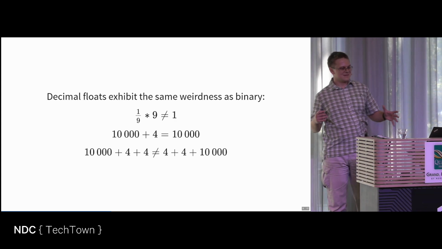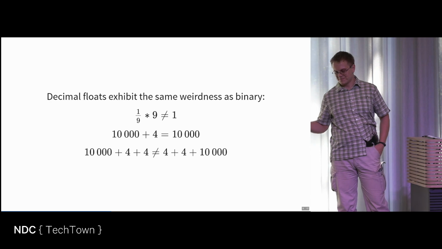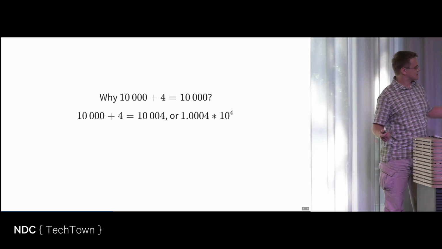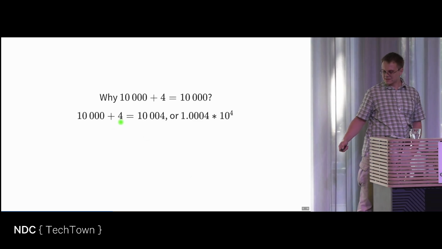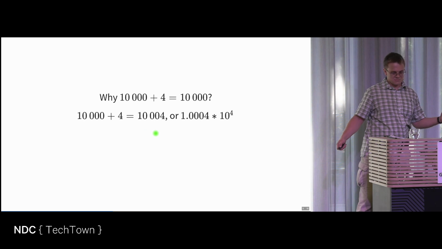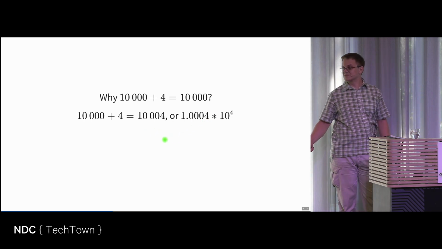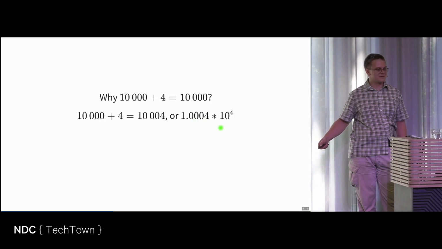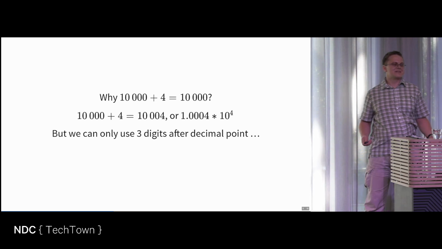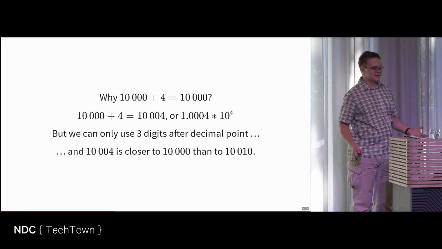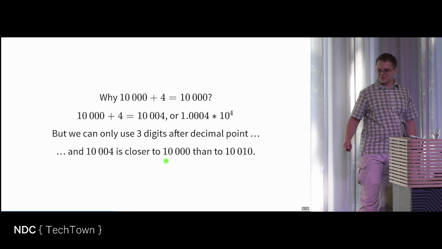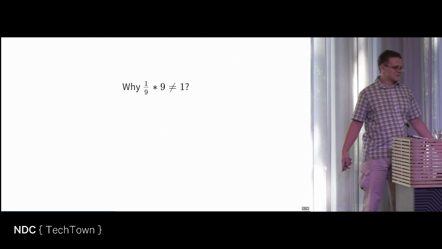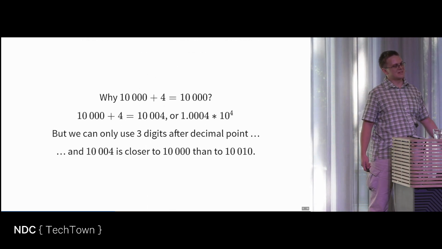And this is where we have to build the intuition for why this happens. So why is this true? Well, let's compute it first exactly. So we get, well, it's 10,004. Let's go to decimal floats. It's 1.0004 times 10 to the power of 4. But we have only 3 digits after the decimal point. We have to do rounding. And 10,004 is closer to 10,000 than to 10,010. So rounding. We have to deal with rounding.